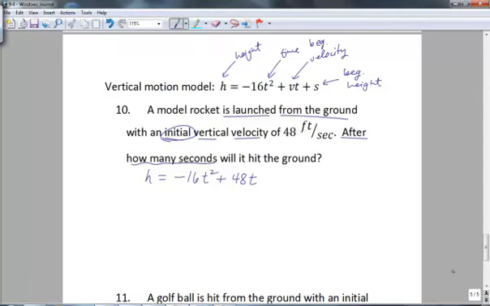Okay, so anyhow, the question says, after how many seconds will it hit the ground? So we're talking about the rocket, and we already talked about earlier how the ground has a height of 0. So if the ground has a height of 0, when the rocket will hit the ground is the question. Really what we're saying is, when will the rocket have a height of 0? So I'm not going to plug a 0 in for time. I'm going to plug a 0 in for h. And hopefully this looks pretty familiar.